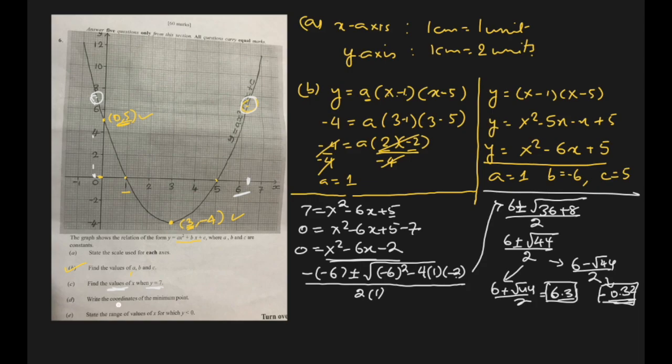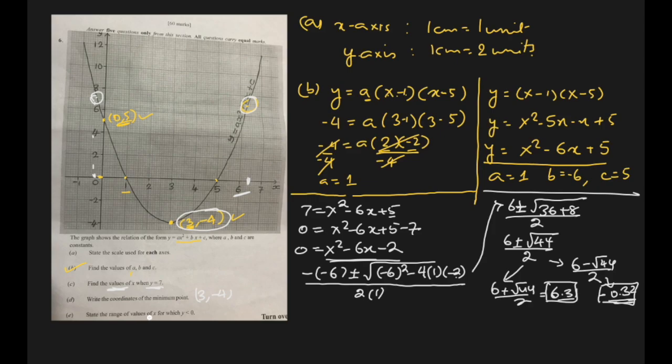Let's go to D. Write the coordinates of the minimum point, and we have already written that, 3, minus 4, because this is the point where y value is minimum. Okay. E. State the range of the values of x for which y is less than 0.